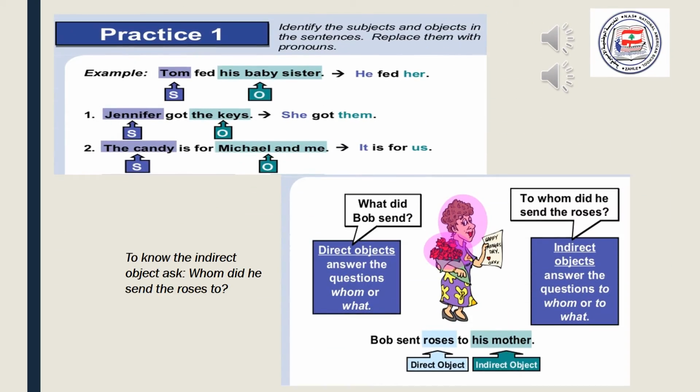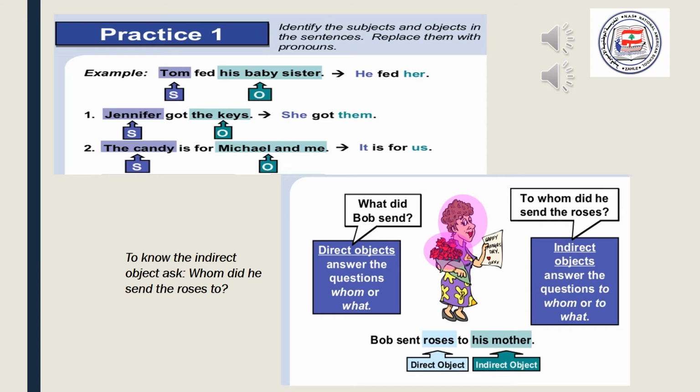Let's do some practice. Identify the subjects and objects in the sentences. Replace them with pronouns. Example, Tom fed his baby sister. Tom is the subject, his baby sister is the object. He fed her. He replaces the subject Tom and her replaces the object his baby sister.